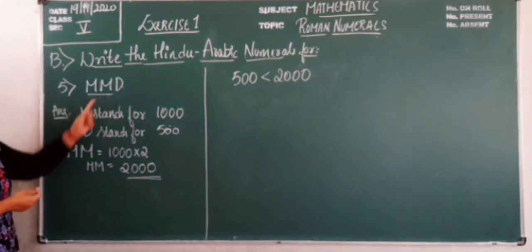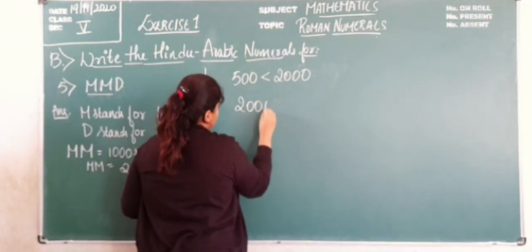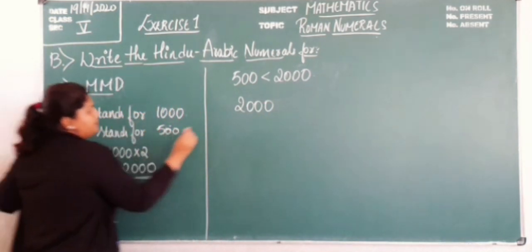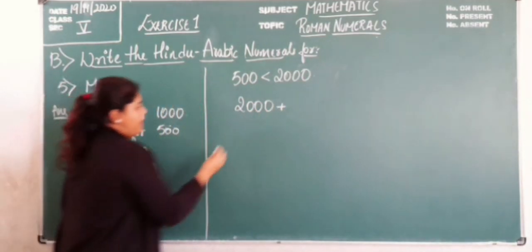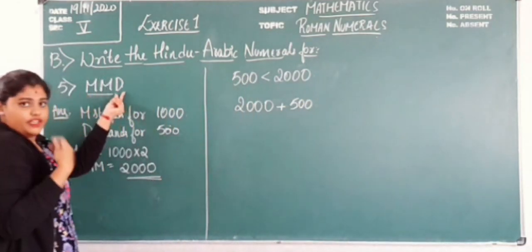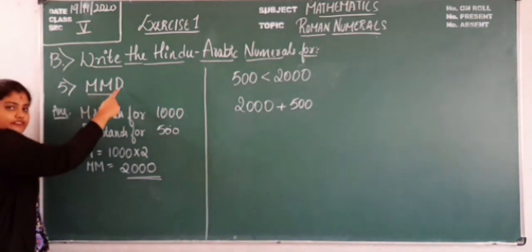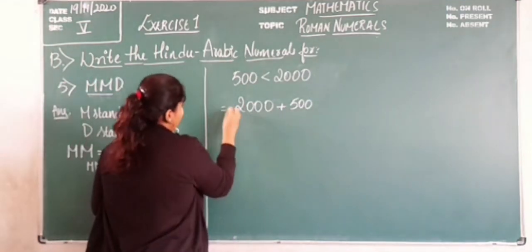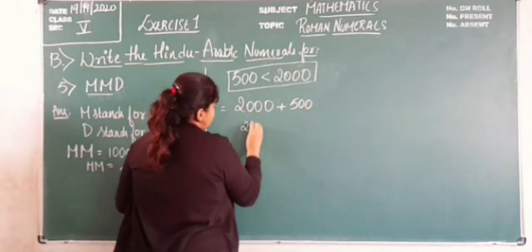What is MM? MM stands for 2000. So write 2000. Here the smaller value is written after the greater value, so we will be adding. So it will be plus, then we have D. D stands for 500. So 2000 plus 500. What is 2000 plus 500? Yes, 2000 plus 500 is 2500.